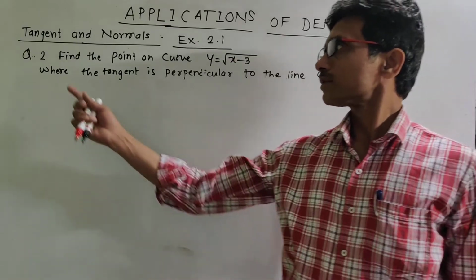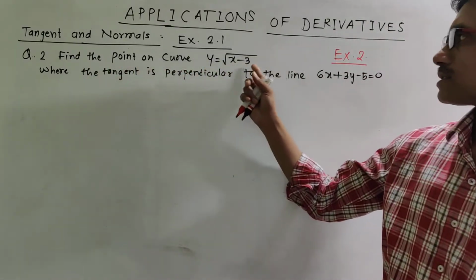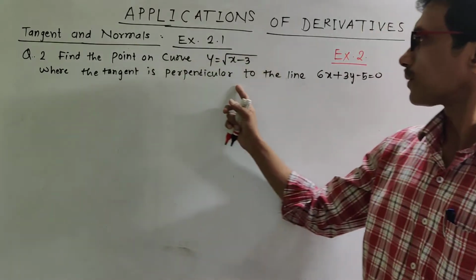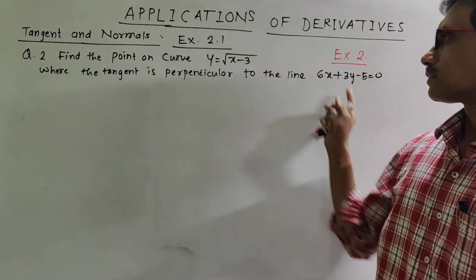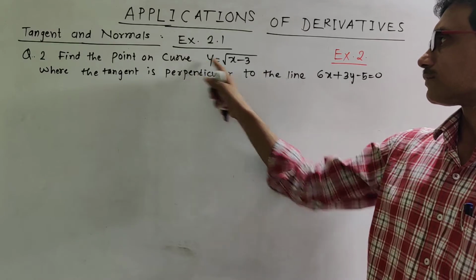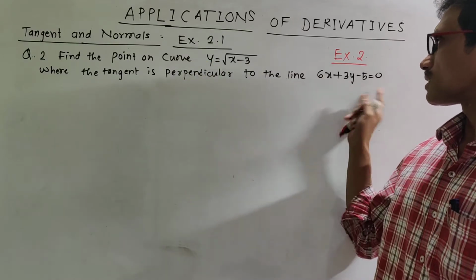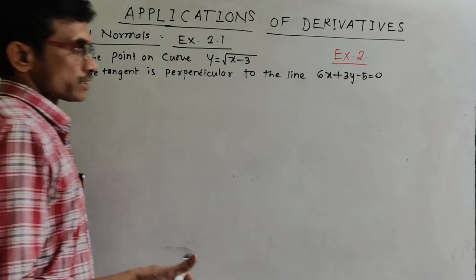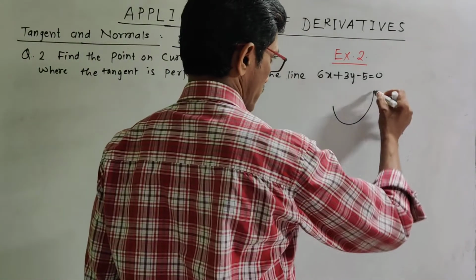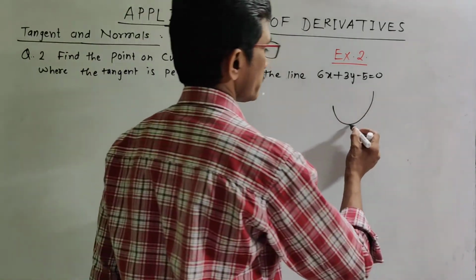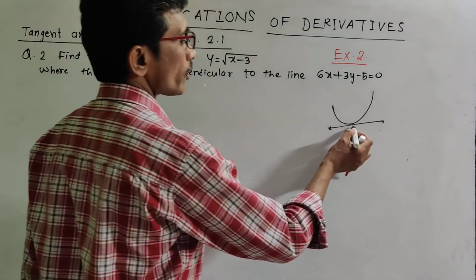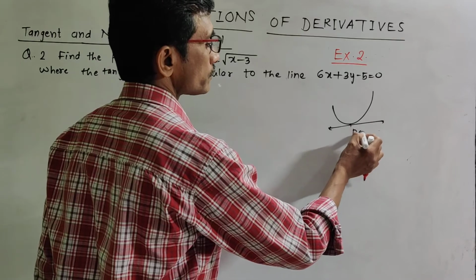See, what is question number 2? Find the point on the curve y is equal to root of x minus 3 where the tangent is perpendicular to the line. So the tangent to this curve is perpendicular to this line, so we find that point. Let's say this is a curve y is equal to f(x) and here is a tangent. ये आपका tangent है.